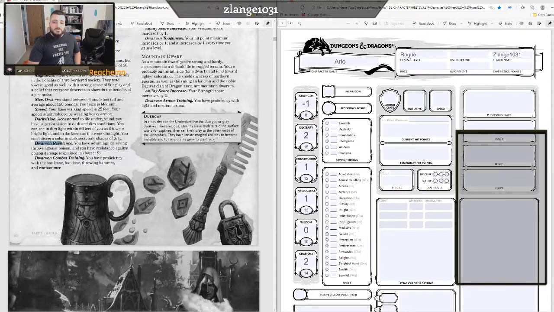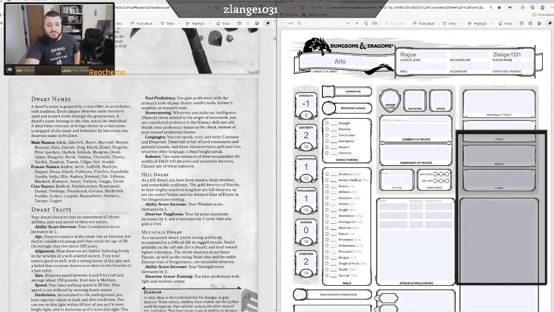However, when it comes to musical instruments, weapons, kits of a kind, like a jeweler's kit or whatever, if you are proficient with it, you get your proficiency bonus added to your roll of using that item. If you're not proficient with it, you don't get your proficiency bonus, which can make or break a situation. Dwarves are proficient with battleaxe, handaxe, throwing hammers, and warhammers.